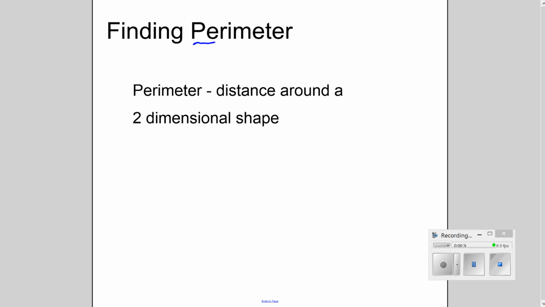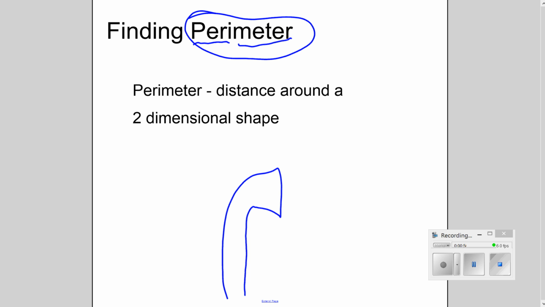Peri, you think of like periscope. A periscope is something that you use to see around something. Peri means around. Meter actually means measurement, and so perimeter means the measurement around. It is measured in linear units, meaning like inches, meters, centimeters, and so on.